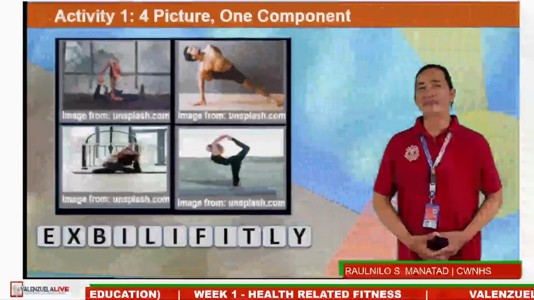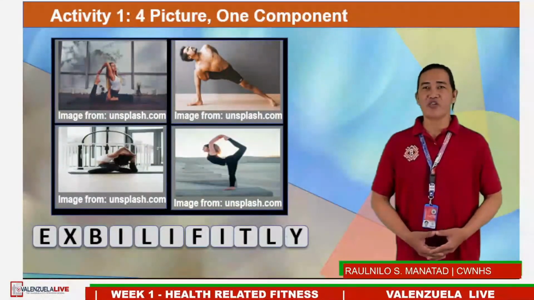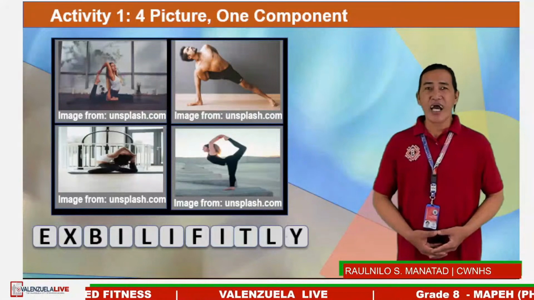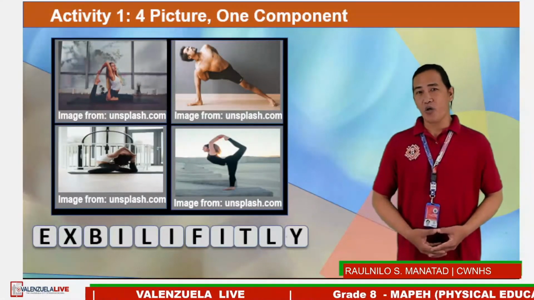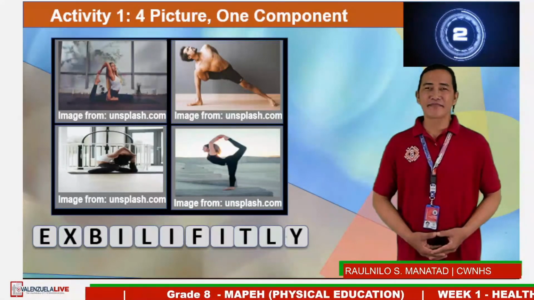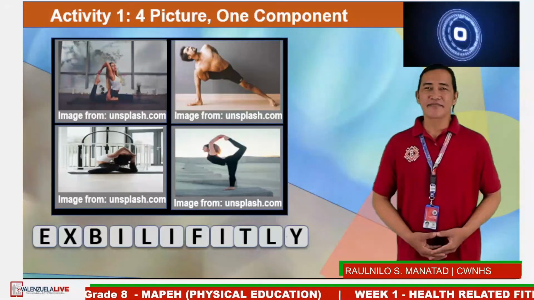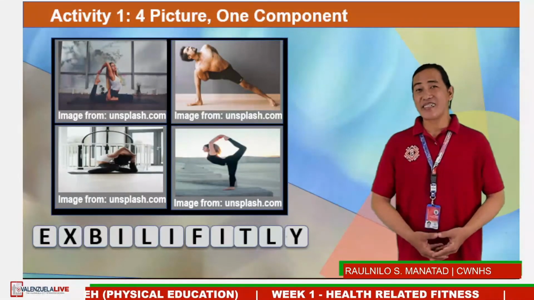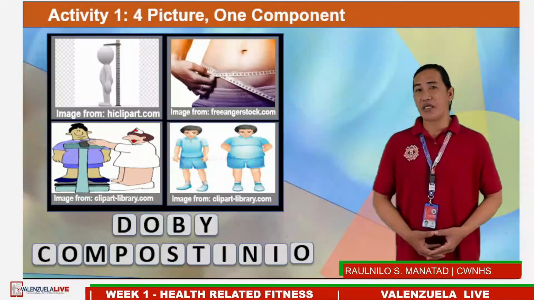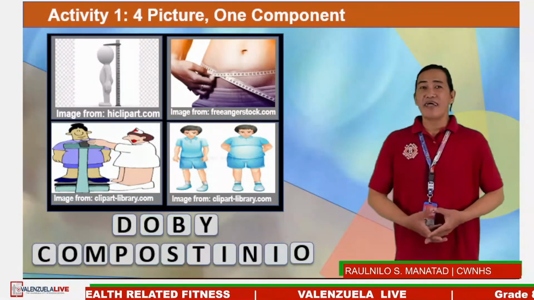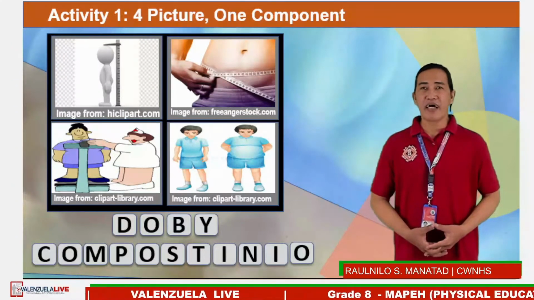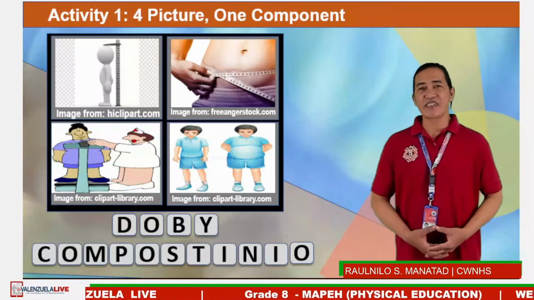Third component. We can see how the people in the pictures twist their bodies, their muscles and joints easily. How it is possible? What component do you think it is? And lastly, we have a boy taking his height. Someone is measuring his waistline. Another picture is taking his height. And a picture of fat and a thin body. What component it is?